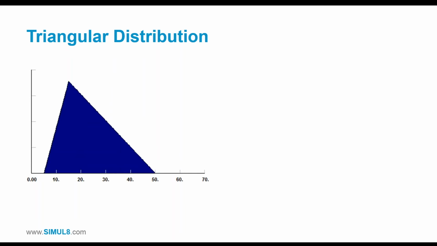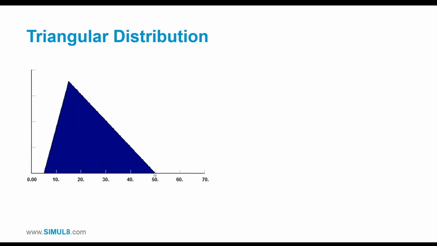The final distribution I'm going to show you is a triangular distribution, and this is a really useful way of summarizing our data, particularly if we don't have time to do any real data gathering. We can ask people on the shop floor what their best case situation is for processing a part at their activity, and they might tell us 5 minutes, which gives us our lower point.